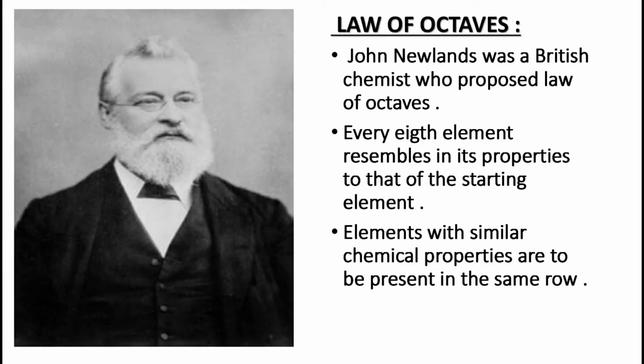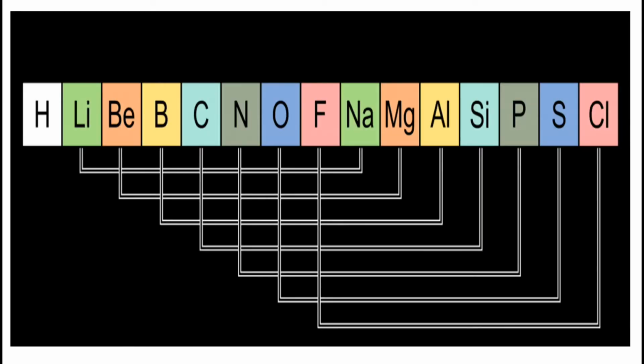In this class, first we will see Newland's law of octaves. John Newland was a British chemist. Newland found that when elements were arranged in the ascending order of their atomic weights, they appeared to fall into 7 groups. Each group contained elements with similar chemical properties. Based on these observations, Newland proposed the law of octaves.